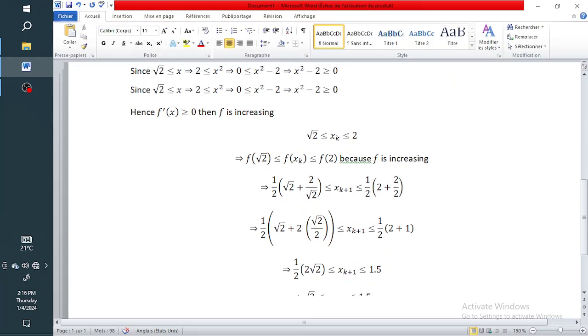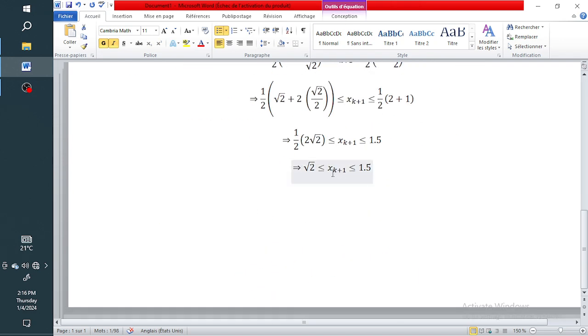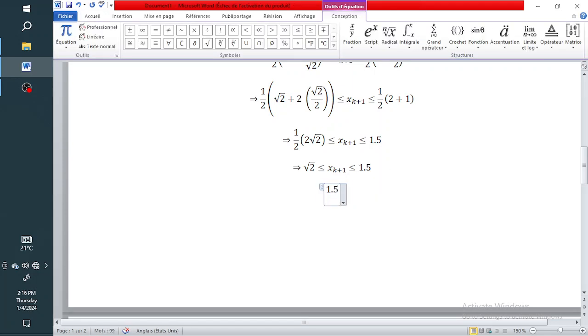But what did we need to prove? We needed to prove that x of k plus 1 is between root 2 and 2. But we have proven that x of k plus 1 is between root 2 and 1.5. But now there's a transitivity property. We know that 1.5 is less than or equal to 2. That one is true. 1.5 is less than 2, but 1.5 is not equal to 2. So the statement 1.5 is less than 2 is correct, and the statement 1.5 is equal to 2 is false.